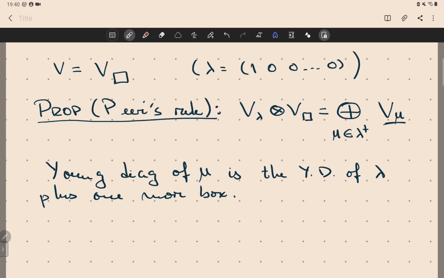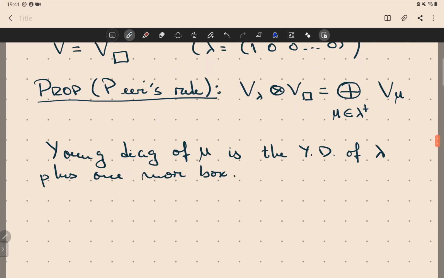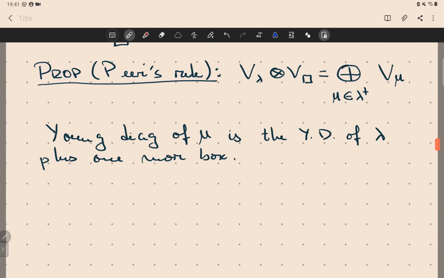Right? And every single mu like that appears here exactly once. So let's do a little example with the 2 partitions we saw. If we take this tensor product, then what I have to do is look at this Young diagram and imagine where I can add boxes to it. Well, I can add boxes in 2 places. I can either do it here or here, right?